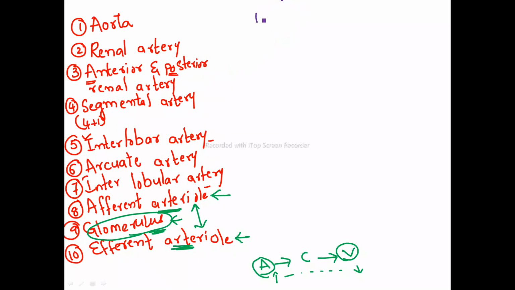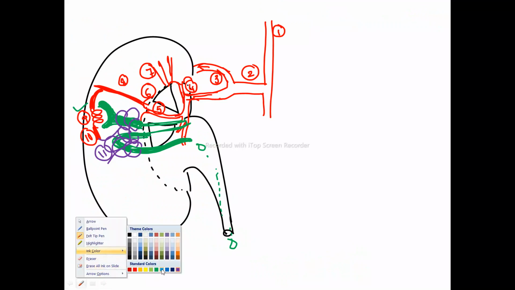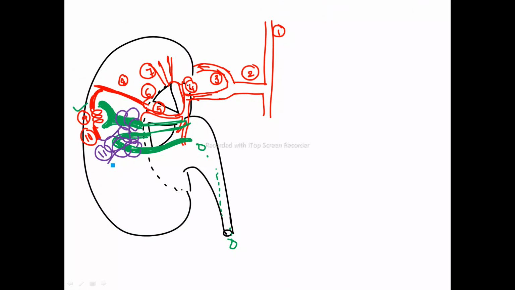Okay, the 11th one is peritubular capillary. Next, from here the venous system will be initiated. Okay, so I'll be changing the color to blue now. So this peritubular capillary will now be turning back and then moving towards the medullary part.